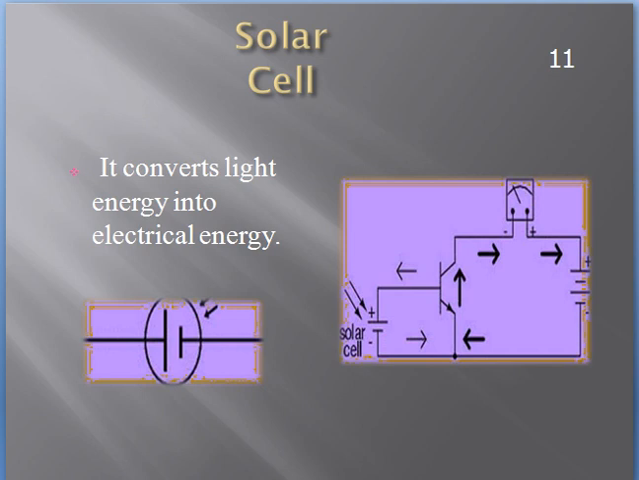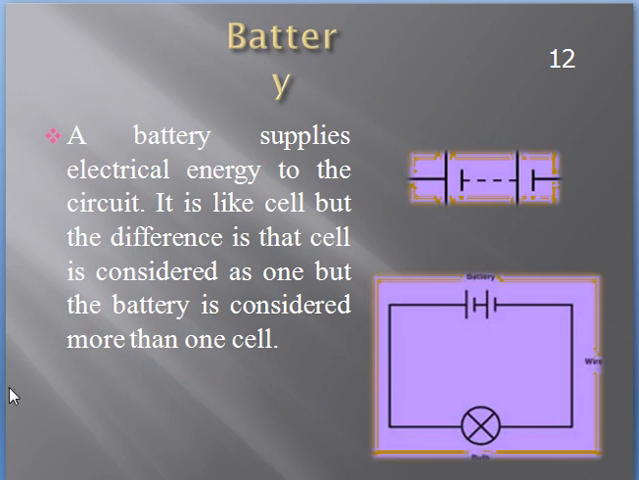Next, we will represent the battery, a number of batteries. A battery supplies electrical energy to the circuit. It is like a cell, but the difference is that a cell is considered as one, but a battery is considered as more than one cell. In this manner, we will represent a battery. Here you can see the symbol of a battery.